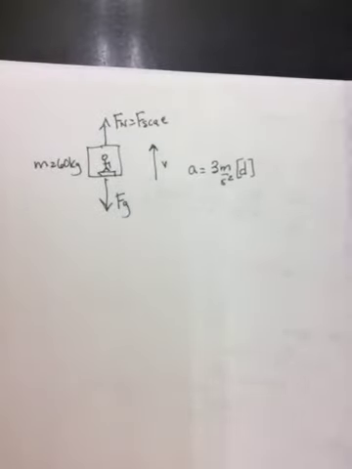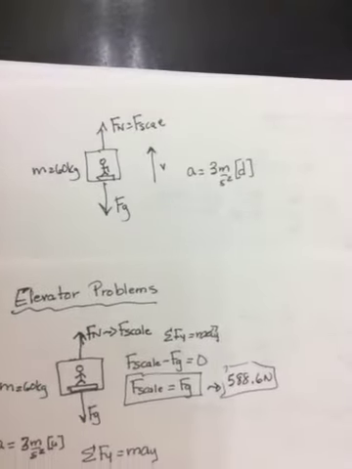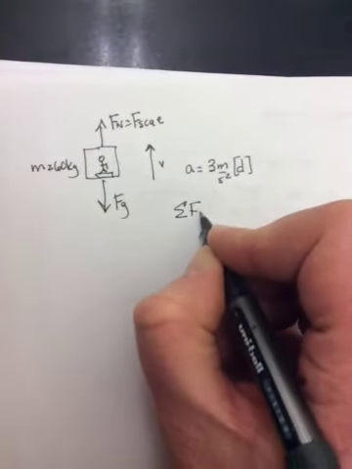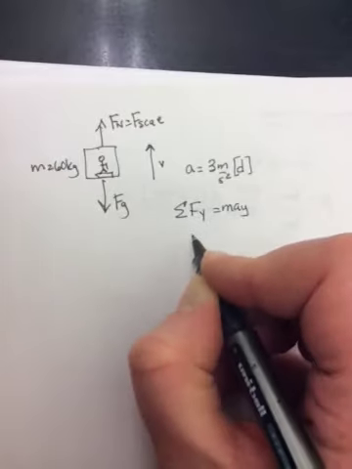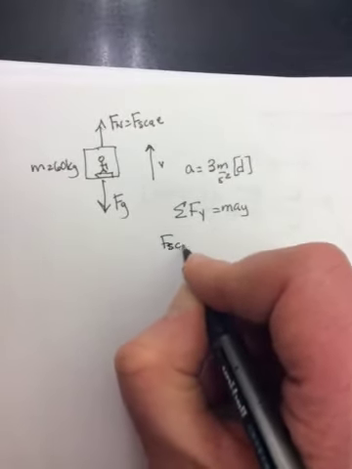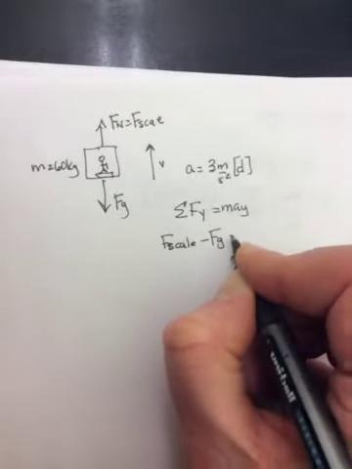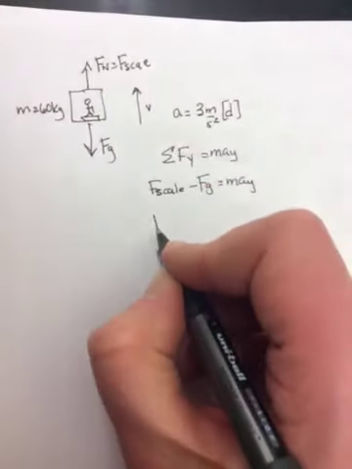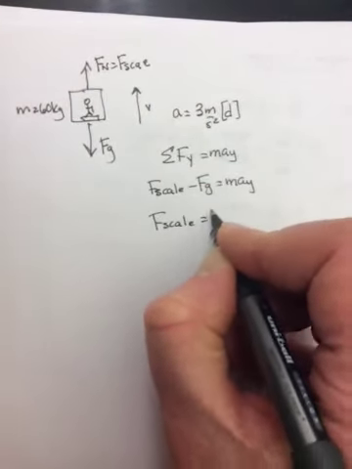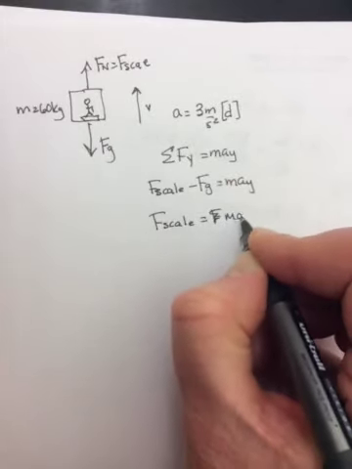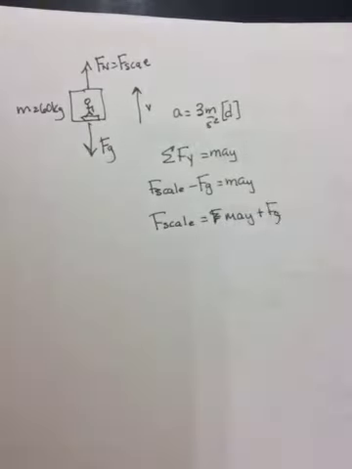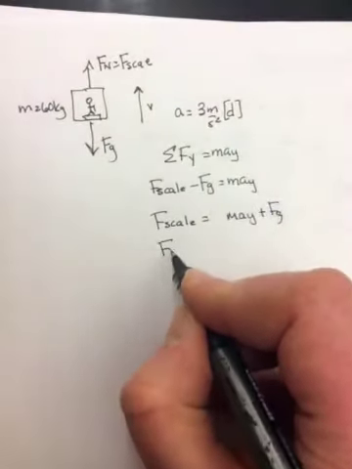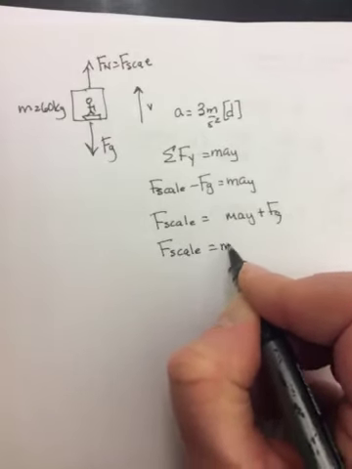Okay, so keeping in mind the question we just did, with those givens, we're now going to do the same thing. Sum of the forces in the y direction is equal to may. There is still F scale going up minus Fg going down, still equal to may. And notice now there's no x direction. We're still trying to solve for F scale. So, keep it in order. may plus Fg, right? And Fg, of course, is still mg.